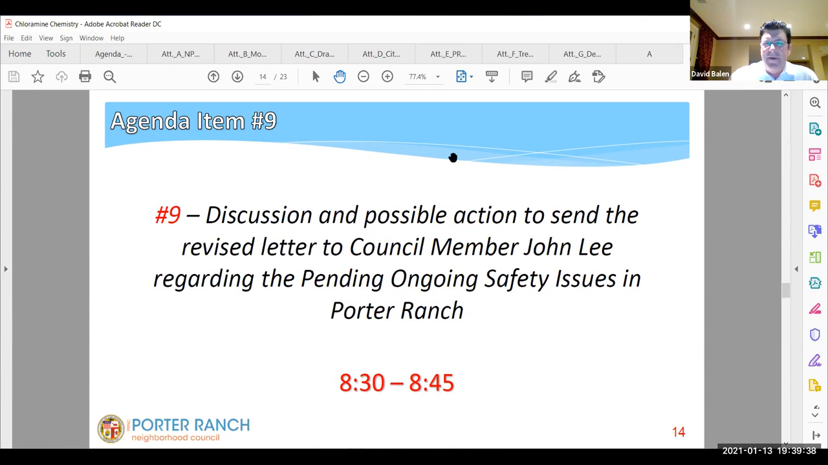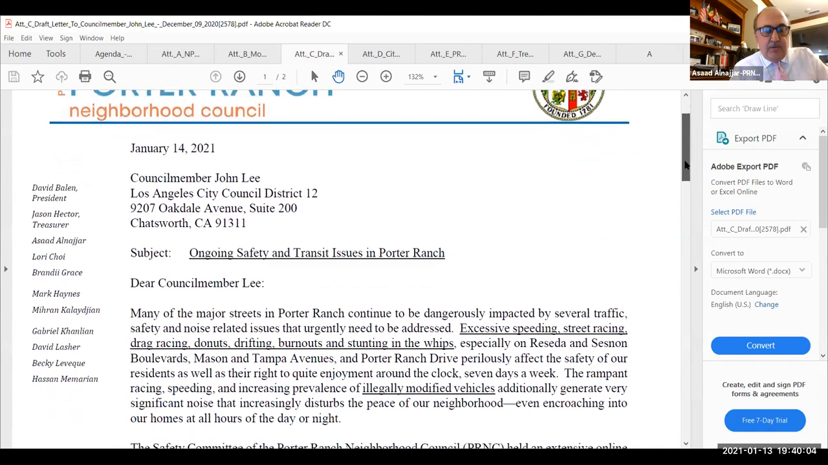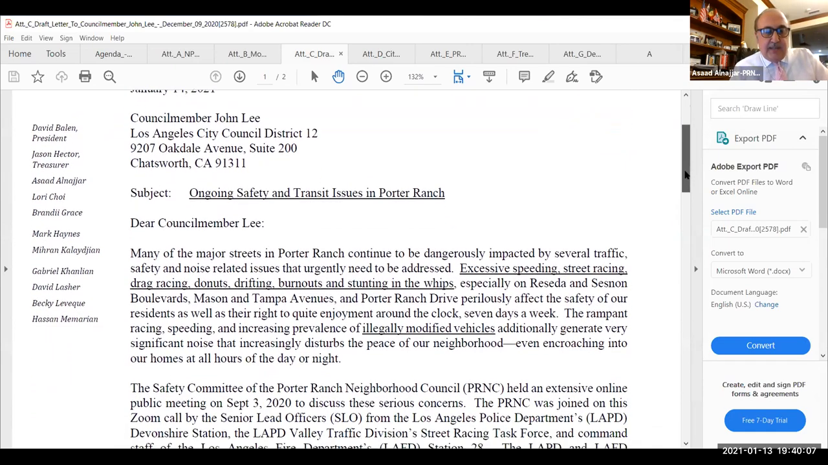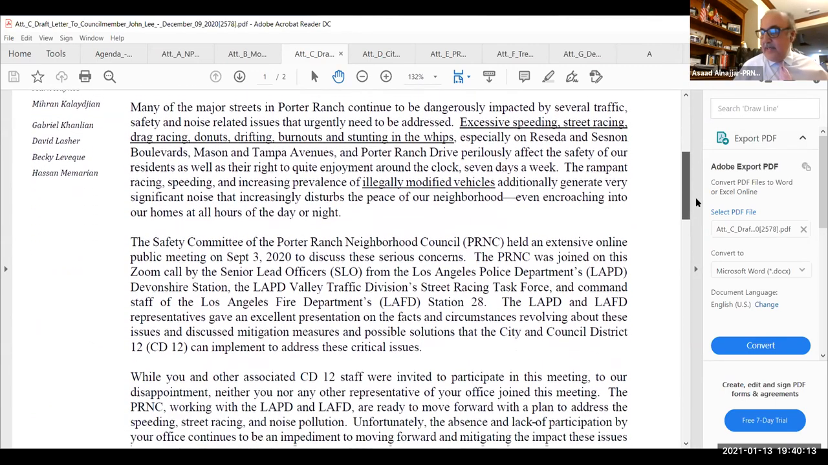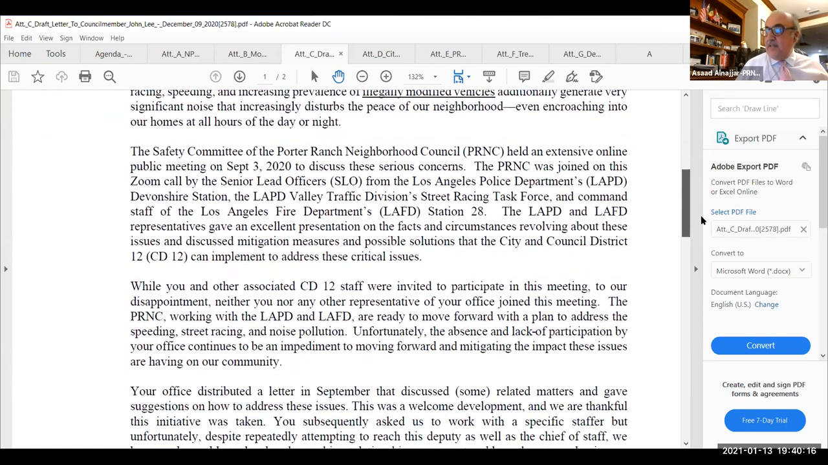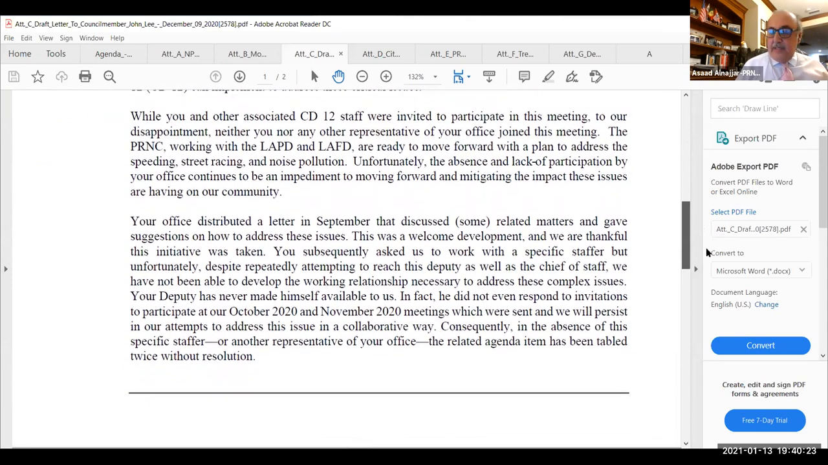Let's go ahead and move on to item number 9. I don't know why I left your name off this. My apologies, Asad. This is Asad's discussion, possible action. Asad, go ahead. Yes, so this is the letter that we revised, and I thank all the board members who shared their comments and revisions that went to David Balin. I also thank David Lasher for putting together all the comments that David Balin received. And the letter right now, I feel, is ready to be presented to our councilman, John Lee.